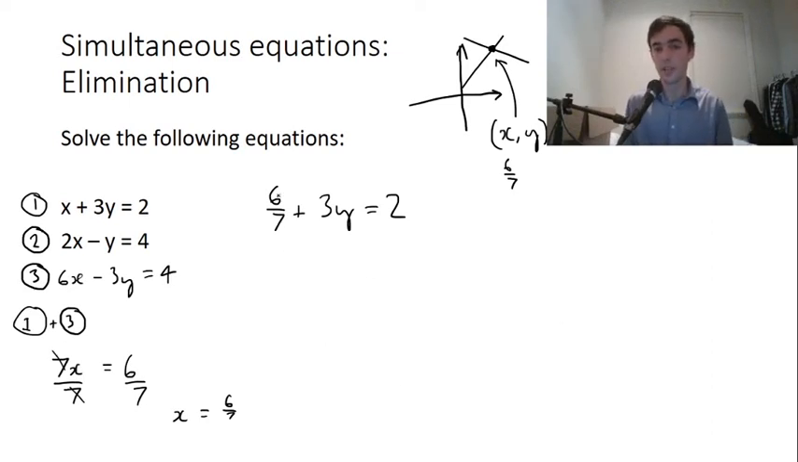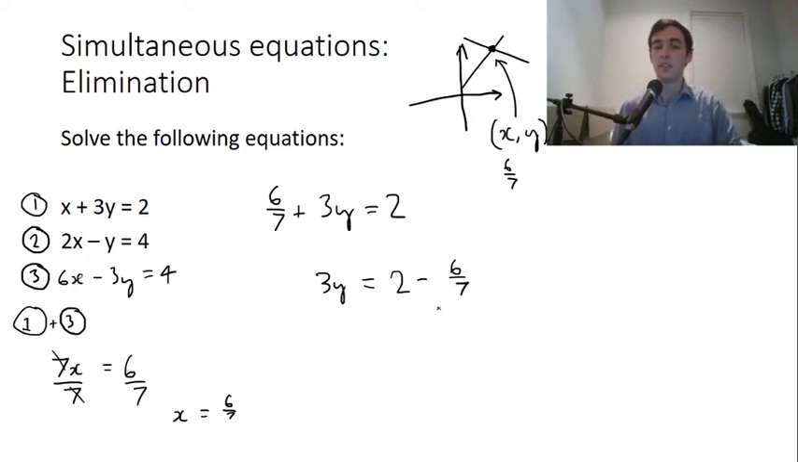This fraction is a number, just like 1 is a number. All right, so let's subtract 6 over 7 from this side. That means we'll get rid of it, and we'll subtract it from this side as well. Then we only have 3y on the left. And on the right, we've got 2 minus 6 over 7.